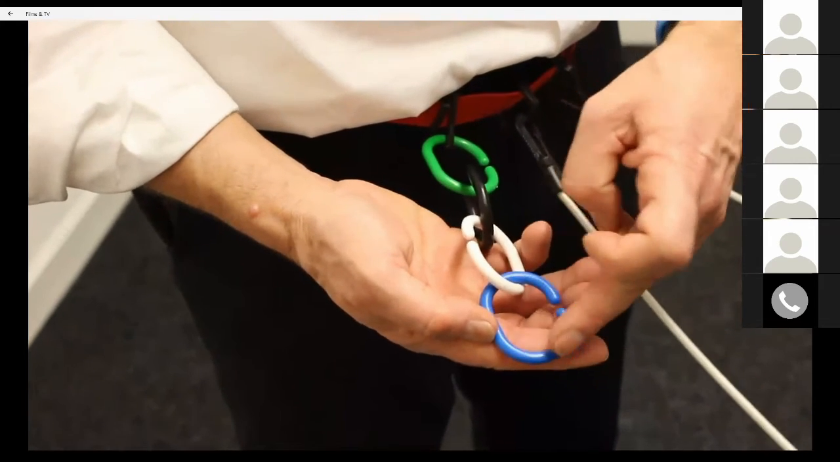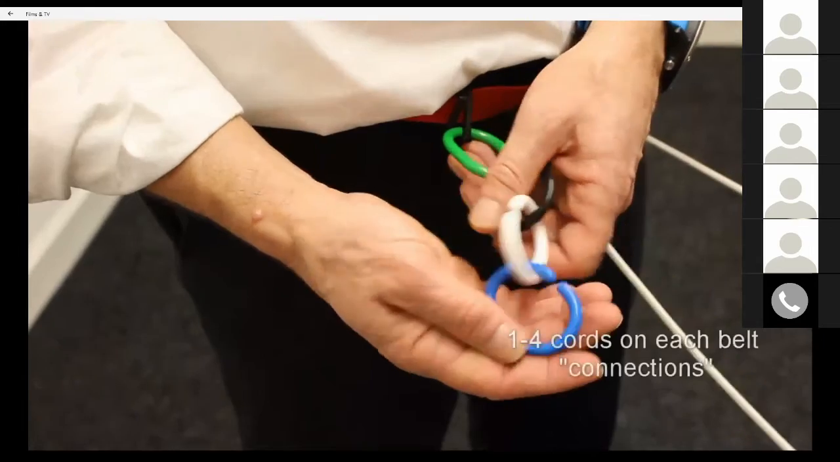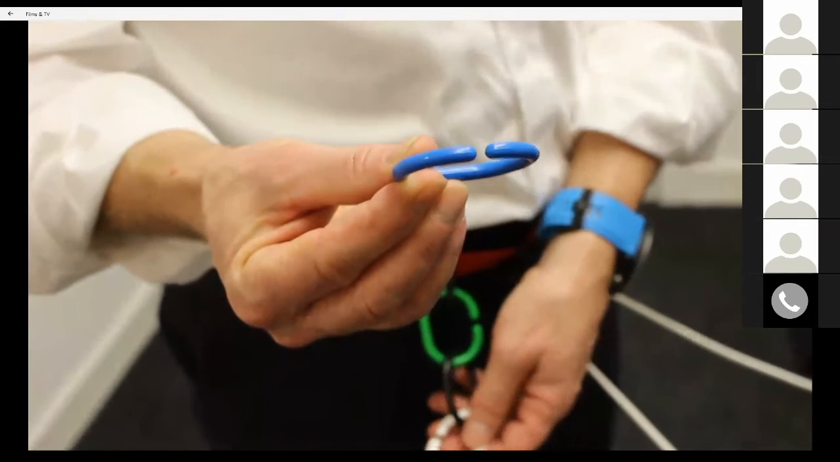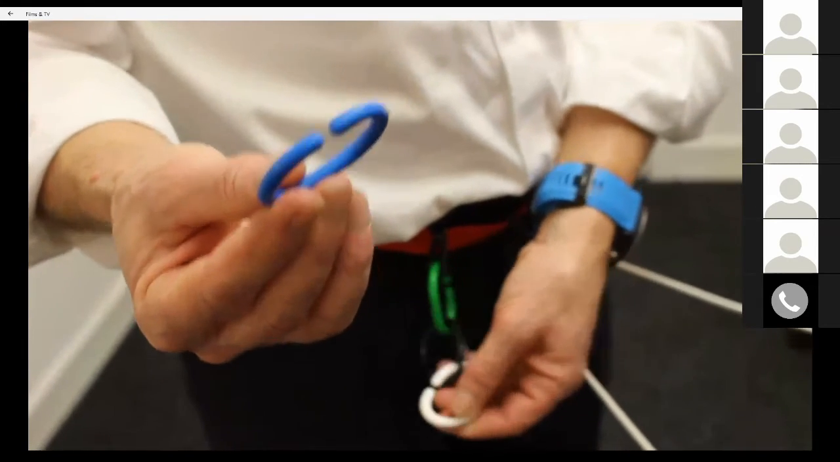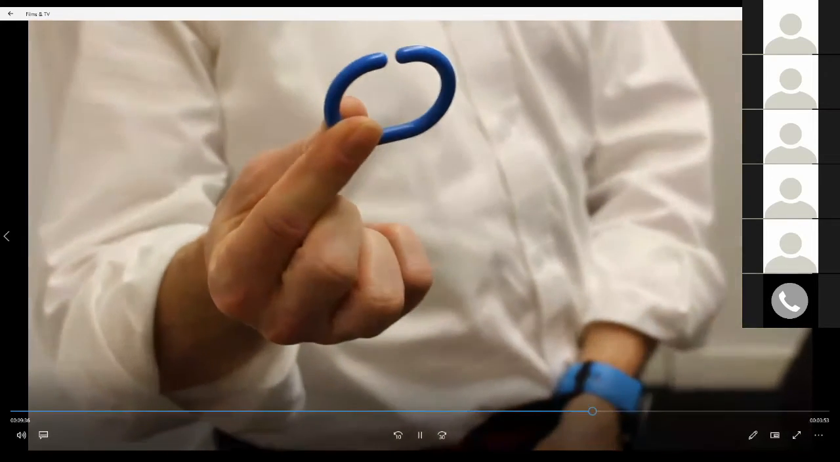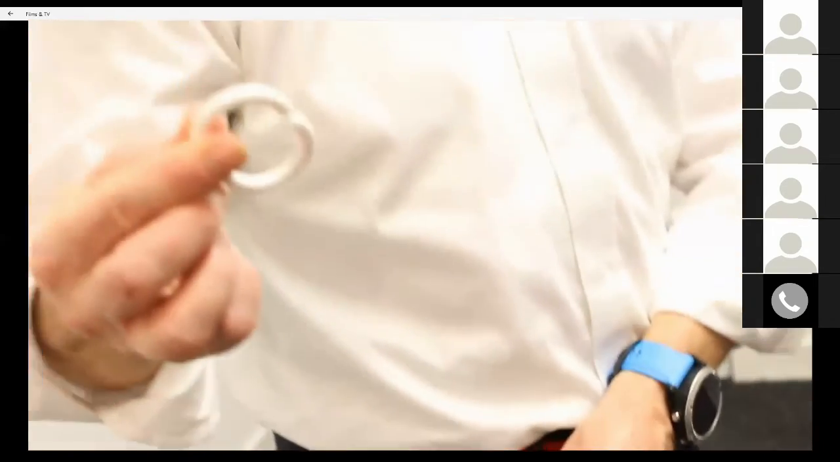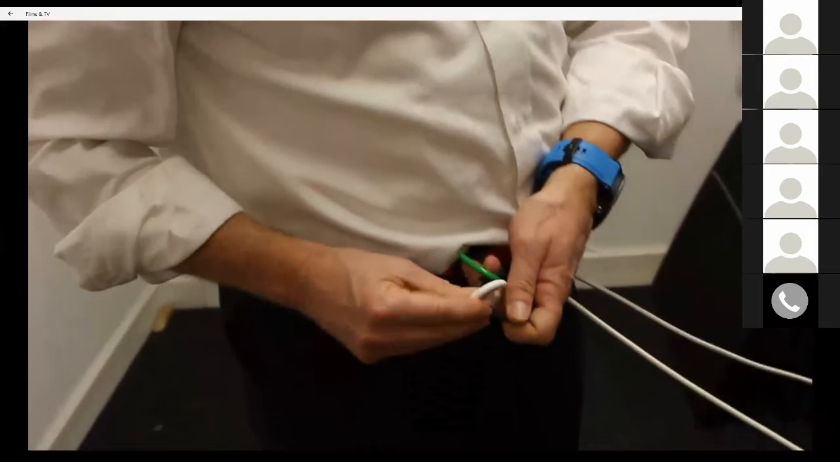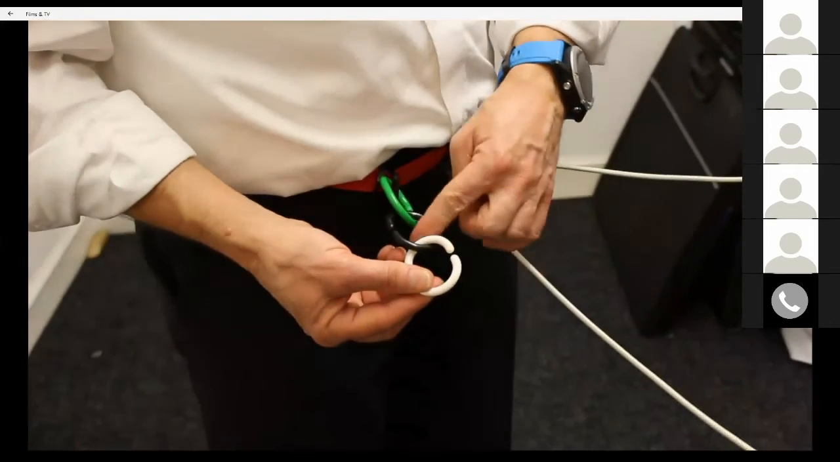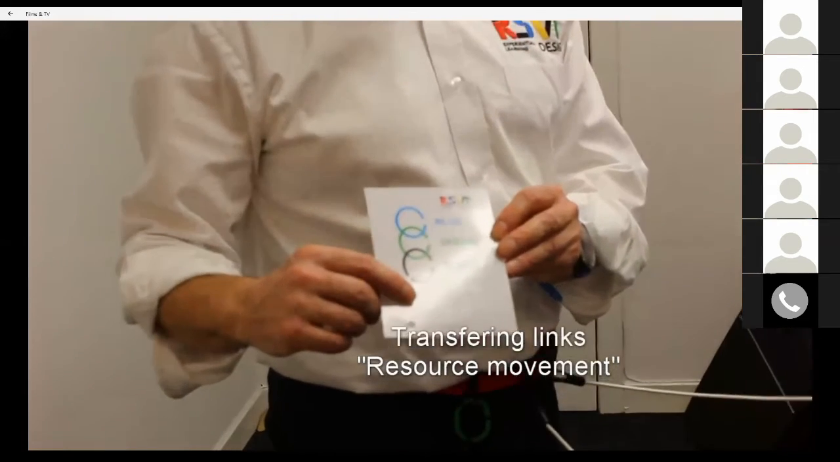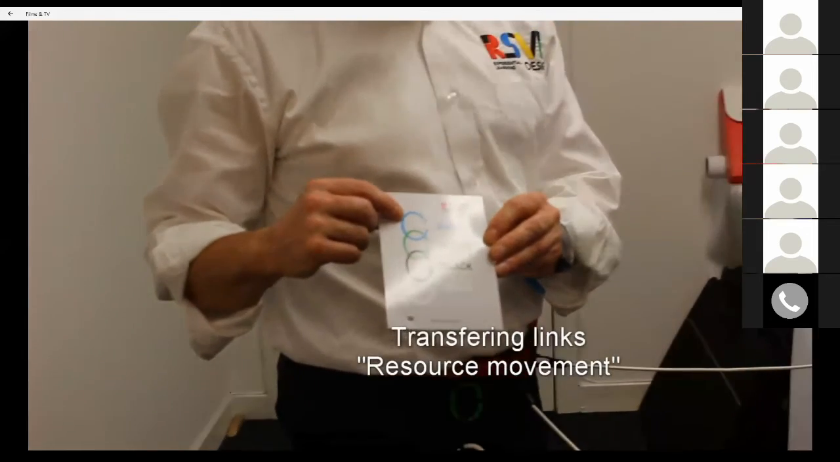So in this case, I wouldn't have access to the white one unless I could get rid of the blue one. If I do need access to the white one, the only way that I can do that is to pass the blue one to one of the people that I'm connected to. So I clip it onto the link, check to see the person can receive it, and send it away. Now I have access to the white link and that has become my working link. If I want to receive the blue one back, I'd need to ask for that.